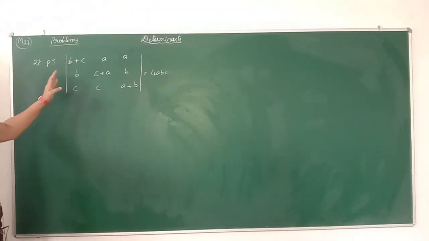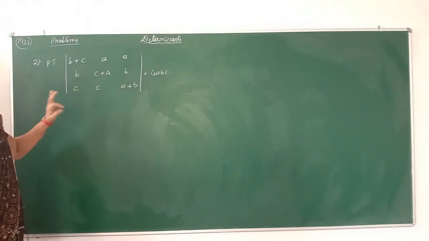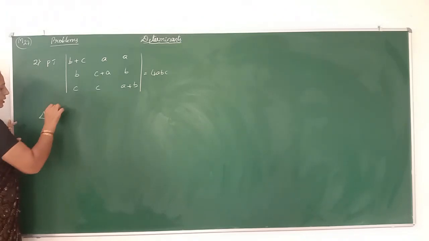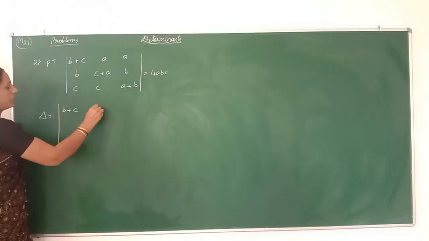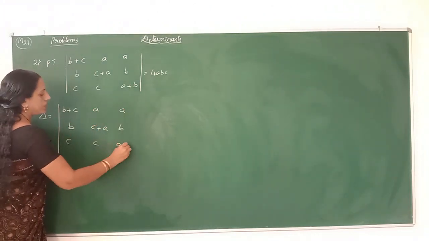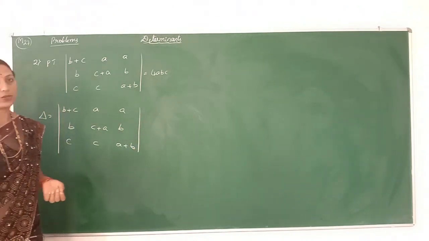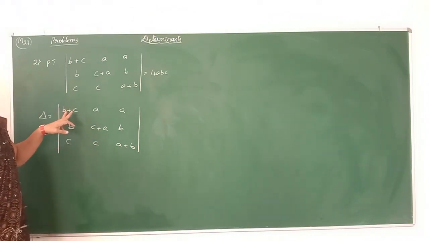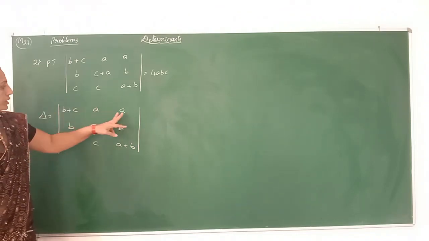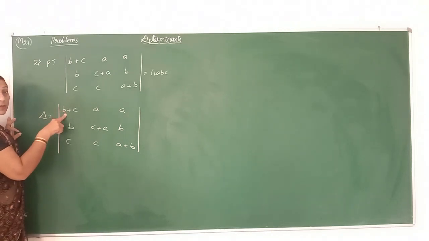Next one, prove that the determinant of b plus c, a, b, c plus a, b, c, a plus b equals 4abc. Now delta is nothing but b plus c, a, b, c plus a, b, c, a plus b. Now again, first we check what the common elements are in any rows or columns. The first one is b plus c in distributed form, therefore it does not contain any common factor. In the second and third elements it is nothing but a, but the first element is not in terms of a.